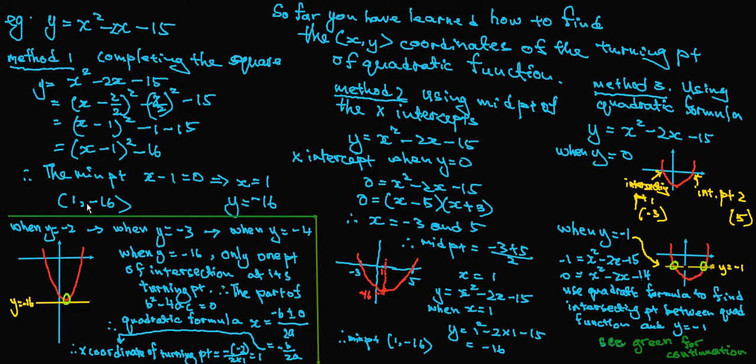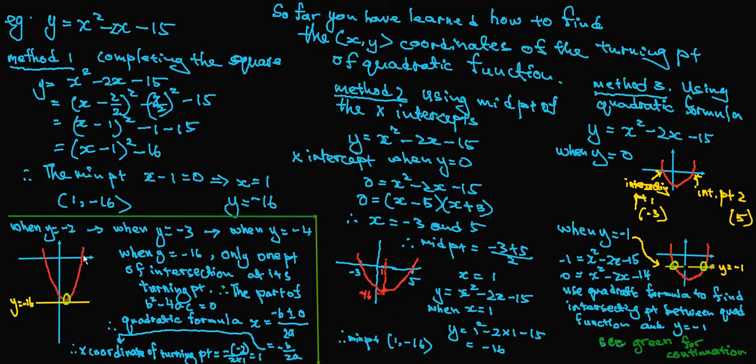Now, what happens if you have y equal to minus 2? That will be another horizontal line passing through y equal to minus 2, and to find the intersecting point, again you first have to substitute minus 2 into the quadratic function. Substitute y equal to minus 2 this time, and you bring it over here. From here you use the quadratic formula to find the intersecting point.